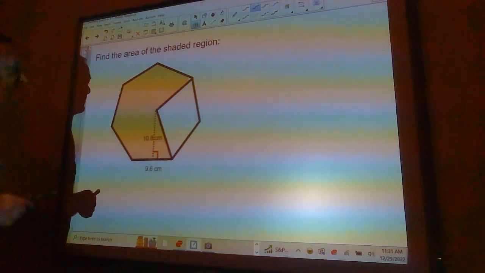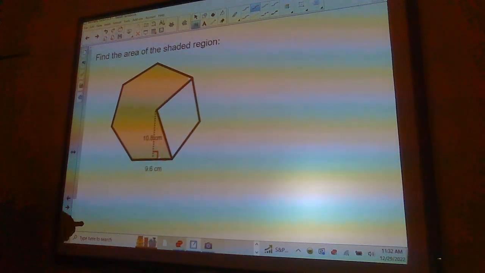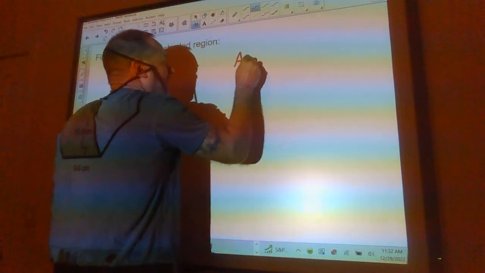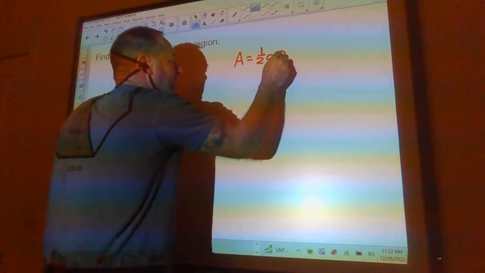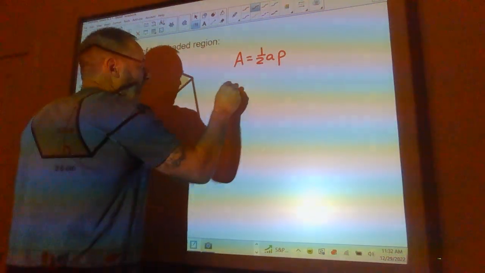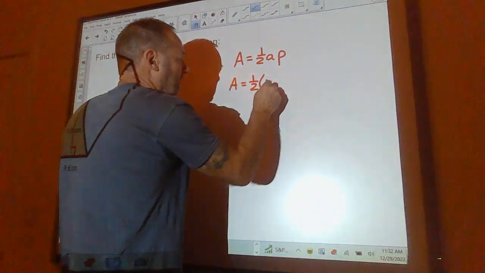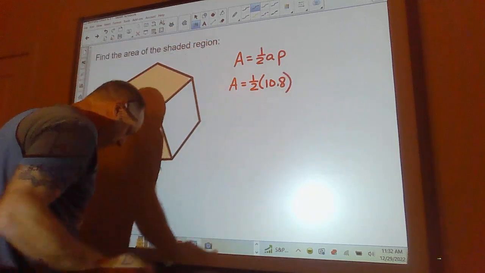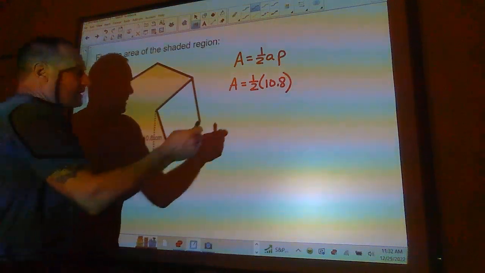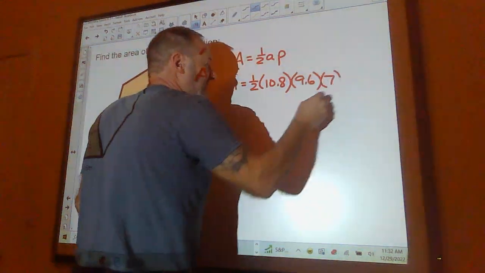Okay, so what is this? 1, 2, 3, 4, 5, 6, 7 sides. It's a septagon or a heptagon. Okay, we know that area is 1/2 the apothem times the perimeter. Okay, we're trying to figure out the area. The apothem is 10.8. Sorry. The perimeter is going to be 9.6 times 7, because there's 7 sides.